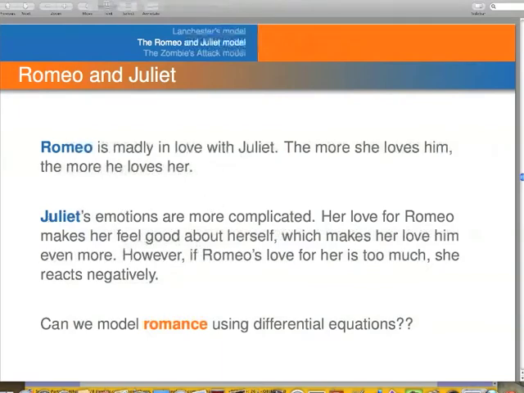But let's take Juliet's emotions as a little more complicated. Romeo makes her feel good about herself, and that makes her love him more. But if Romeo's love comes on too strong, then she can react negatively. How do we model that kind of romance using differential equations?